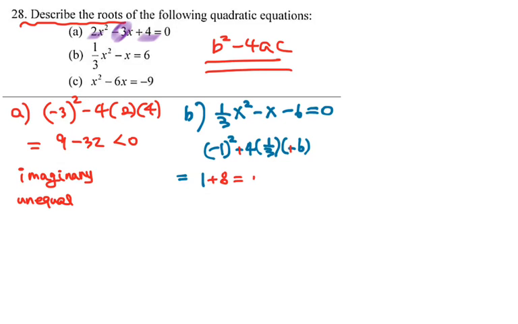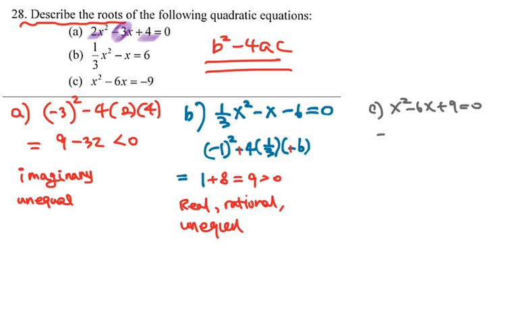Okay, which becomes 9. Then what does that mean? 9 is greater than 0. So we're going to get real values. But the thing is, 9 is a perfect square as well. So we will end up getting rational. So real, rational, and unequal would have been our answer. Okay, let's go for part C. Here, we have to add 9 to both sides, so that we can have a quadratic equation equal to 0.